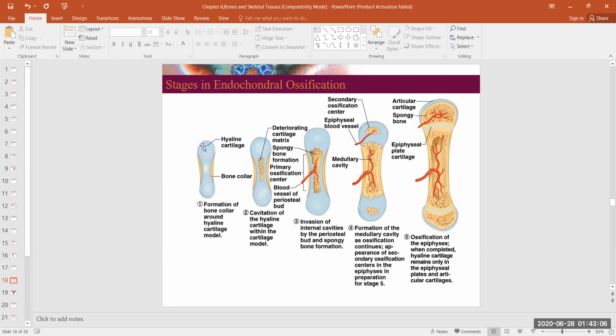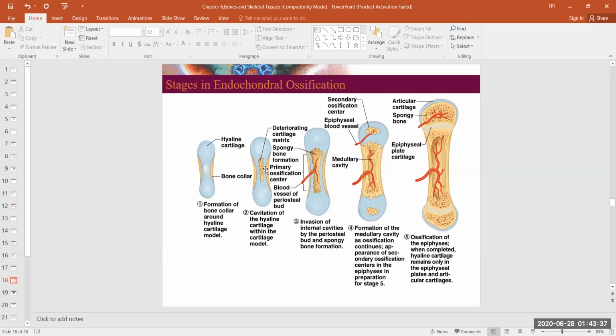At the beginning, your fetus starts developing limbs with this kind of hyaline cartilage. So you have formation of a bone collar around the hyaline cartilage. First, what happens? Some of the cartilage dies and then the bone collar starts, okay? And once the bone collar starts, there is cavitation of the hyaline cartilage within the cartilage model. So this cartilage model is lost, deteriorates. So deteriorating cartilage matrix forms.